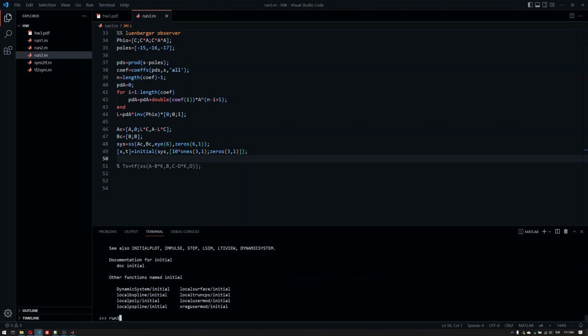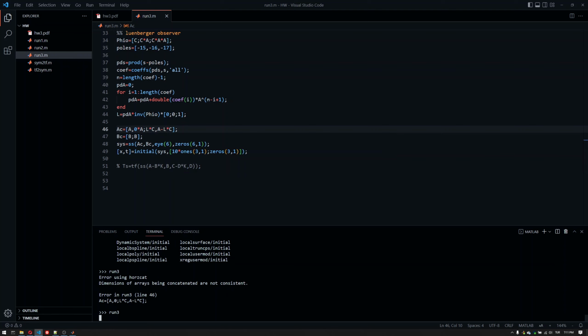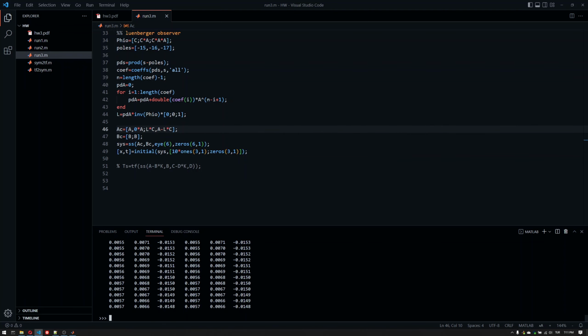Let's see if it works. It says that this should be a zeros times a 3 by 3 0. Of course, now we have x, we have lots of states.